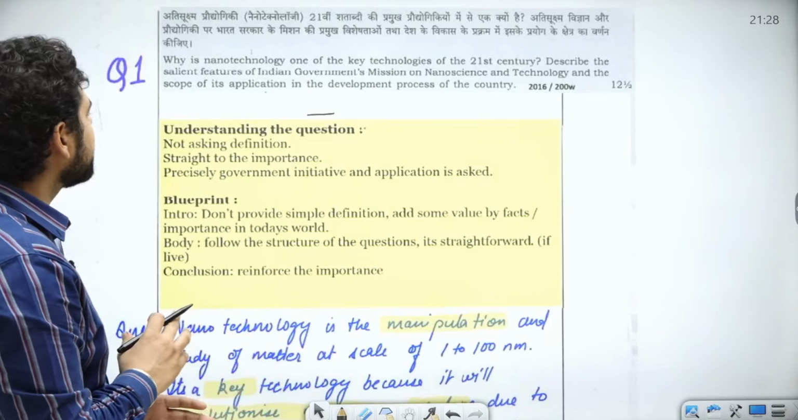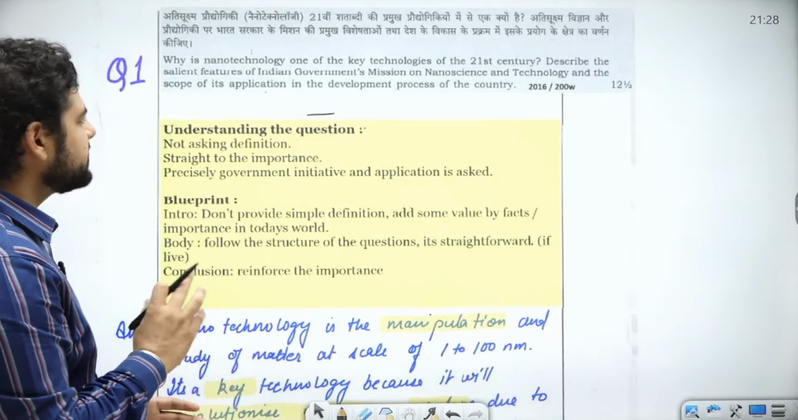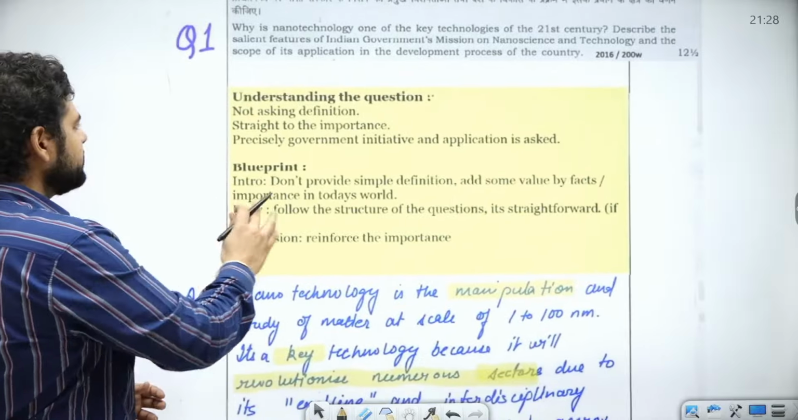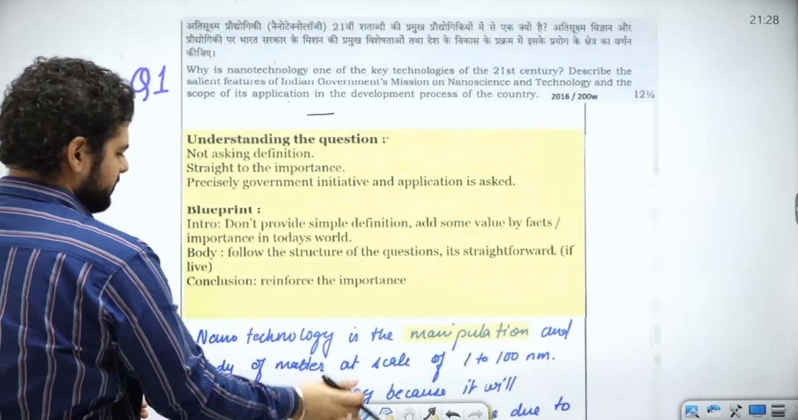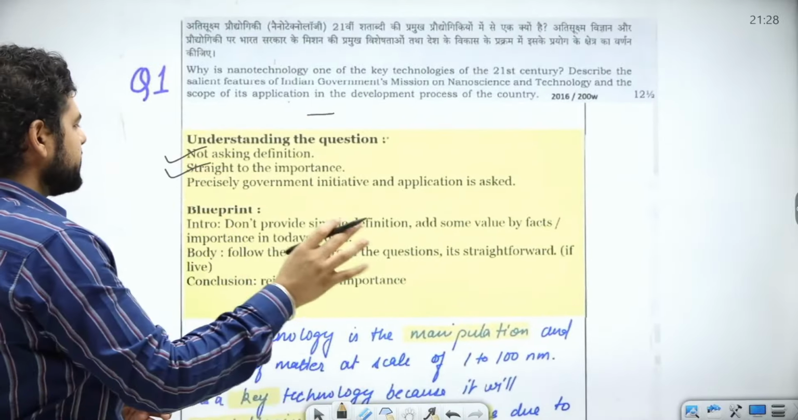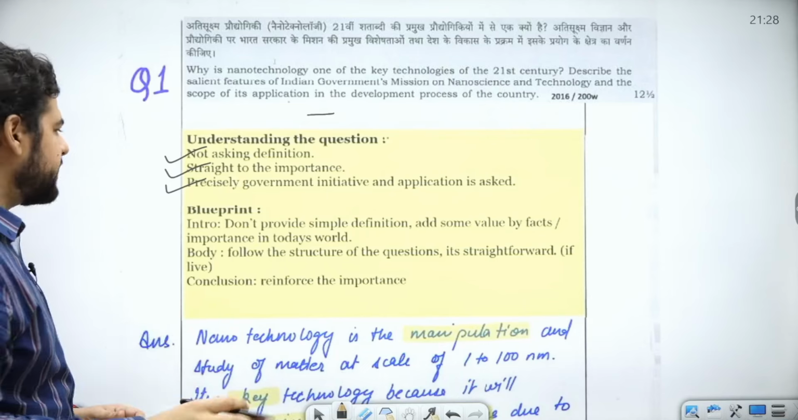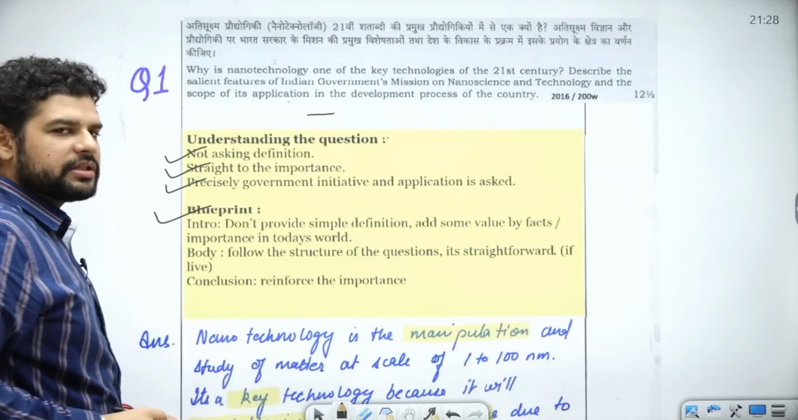Secondly, it is asking to describe the salient features. Third, it's the application that the question is asking. So it is not asking for a definition. It is getting straight to the importance and it is precisely asking what the government initiatives and applications are, right? So what is the approach to the question that you can take?